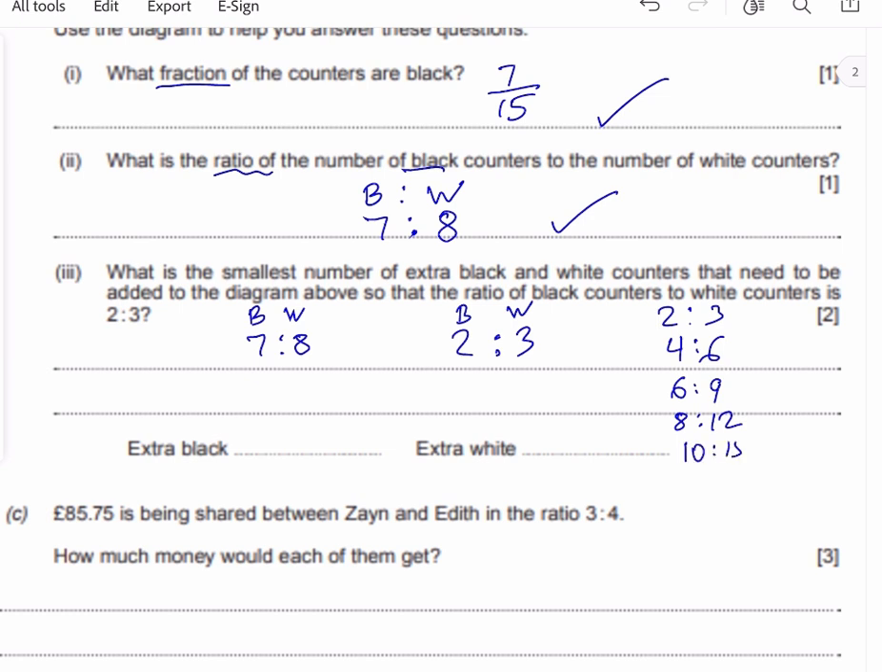10 to 15. Okay, so which one is suitable? 8 to 12. Why? Because that's the smallest one. 10 to 15 will be like more numbers should be added to both. We can't go for 6 to 9 because we already have 7 black counters. We can't go down. We have to add. So 8 to 12 will be the right equivalent ratio. So we're adding 1 black and 4 white ones.